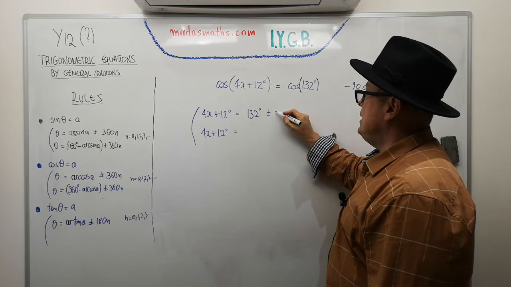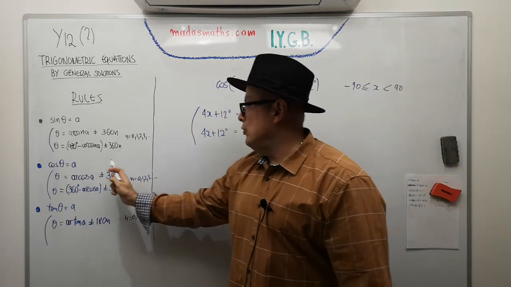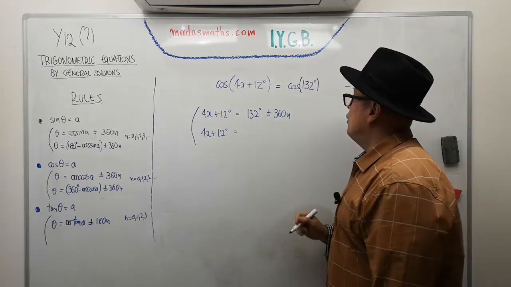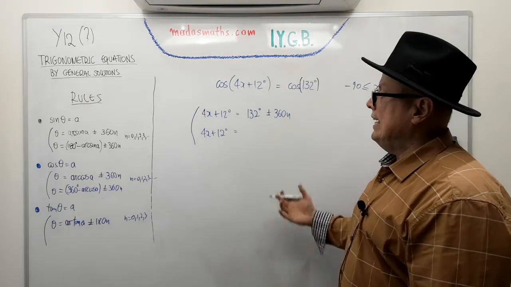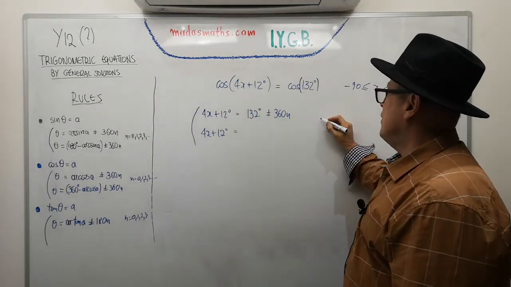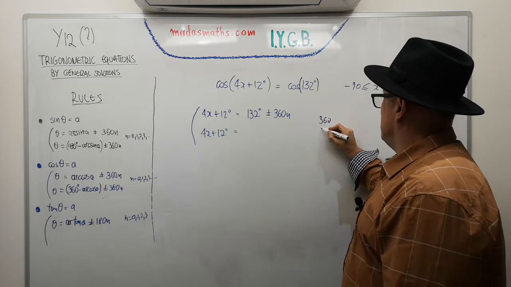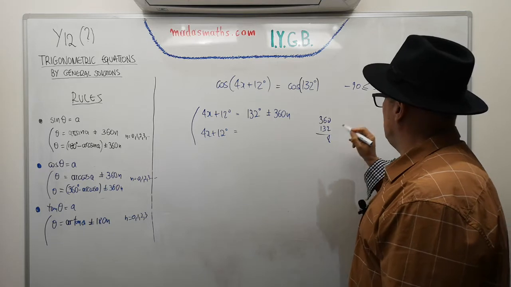But of course, it repeats every 360 degrees. Remember, we're looking at cos and this particular rule. What's the secondary one for a cos? 360, take away the number you put in there. 360, take away 132. That's a challenge without a calculator, but I'm still way too lazy to go and get one.